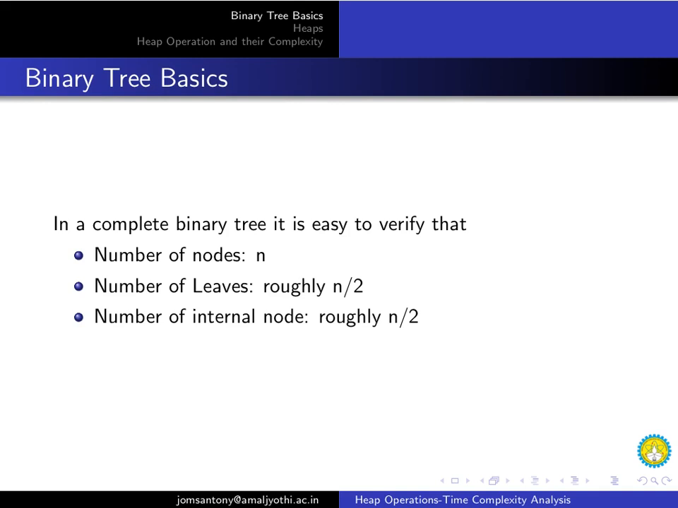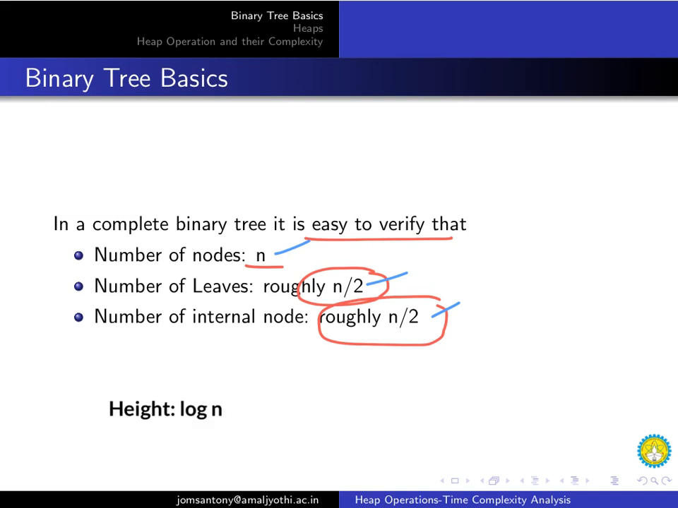In a complete binary tree, it is easy to verify that if there are n nodes, the number of leaves will be roughly n by 2. And the number of internal nodes, that is the nodes which are not leaves, are going to be roughly again n by 2. Let us look at an example and clarify this. That is, the number of nodes are n, the number of leaves will be n by 2 and the number of internal nodes will be n by 2. It is also important to note that for a complete binary tree with n nodes, the height of the binary tree will be roughly log n.